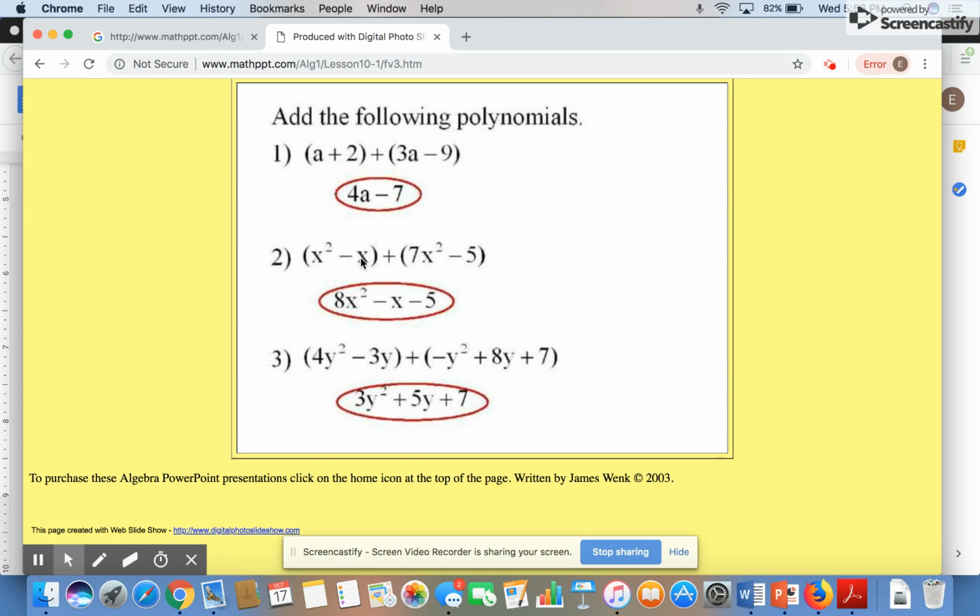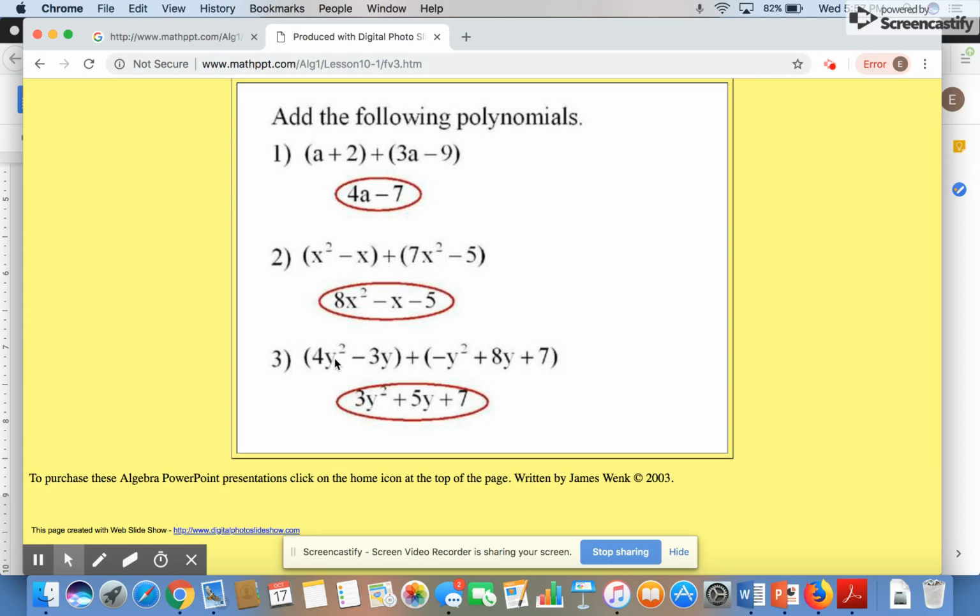And here you have a -x plus a negative, well, you have to notice here you don't have an x term. So you just have a -x plus 0, so you keep your -x. And here you have a constant, but you don't have a constant here. So it's like 0 plus a -5, so you keep your -5.